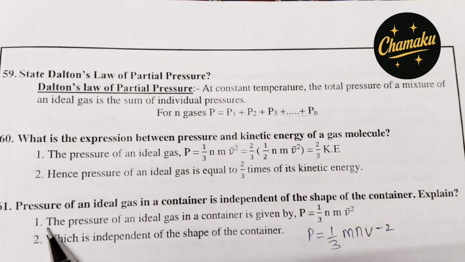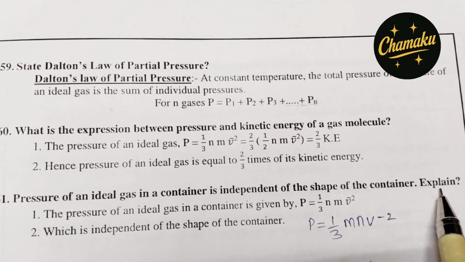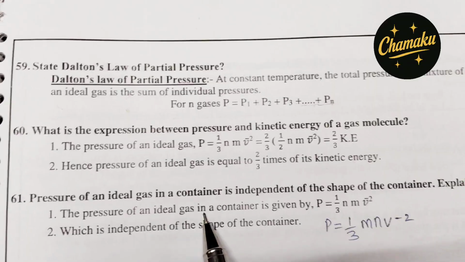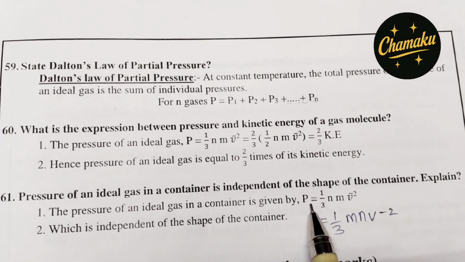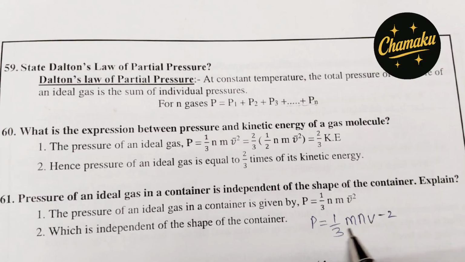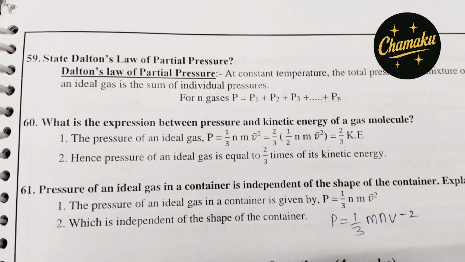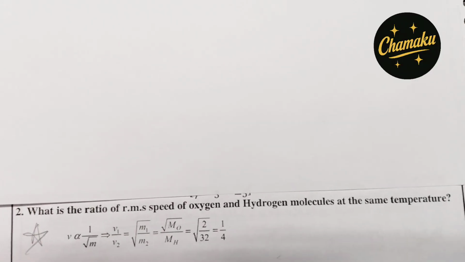Next one. Pressure of an ideal gas in a container is independent of the shape of the container. Explain. The pressure of an ideal gas in a container is given by P is equal to 1 by 3 mn V square, which is independent of the shape of the container. So this is the one question.